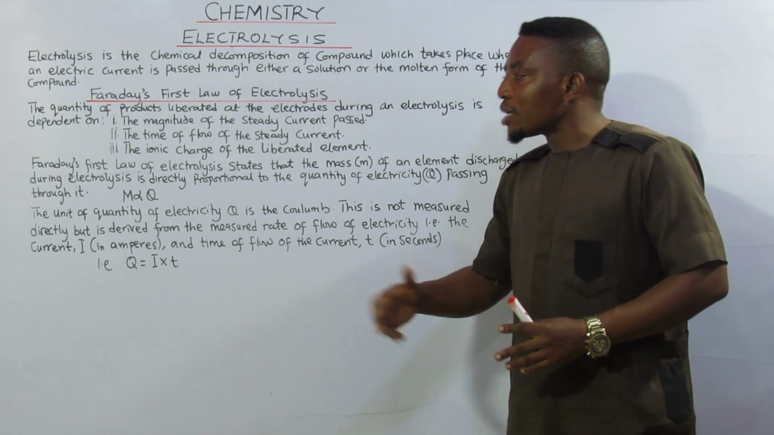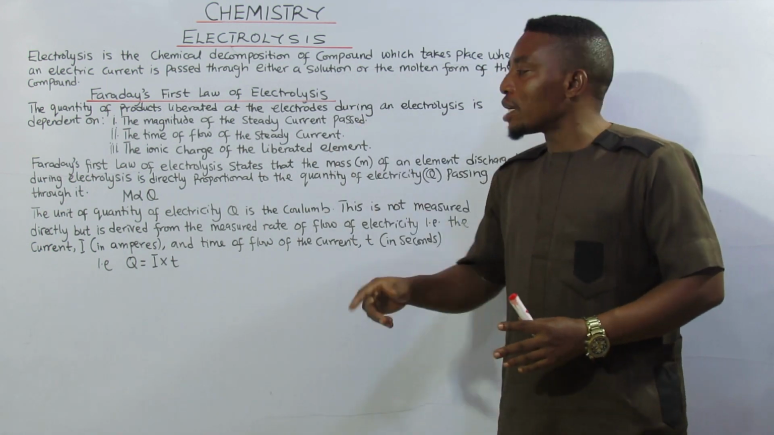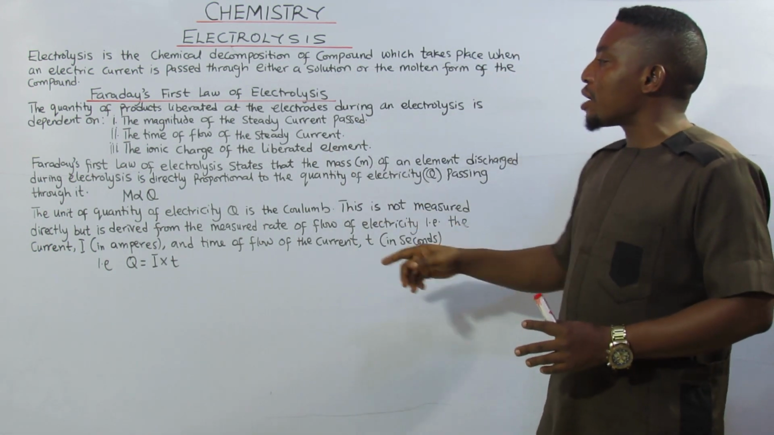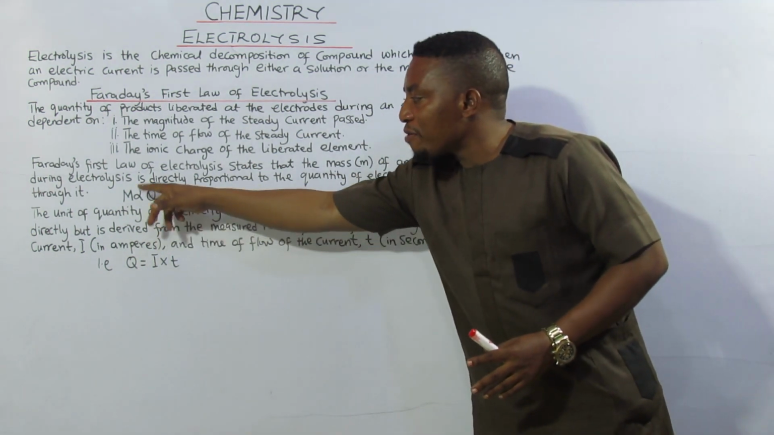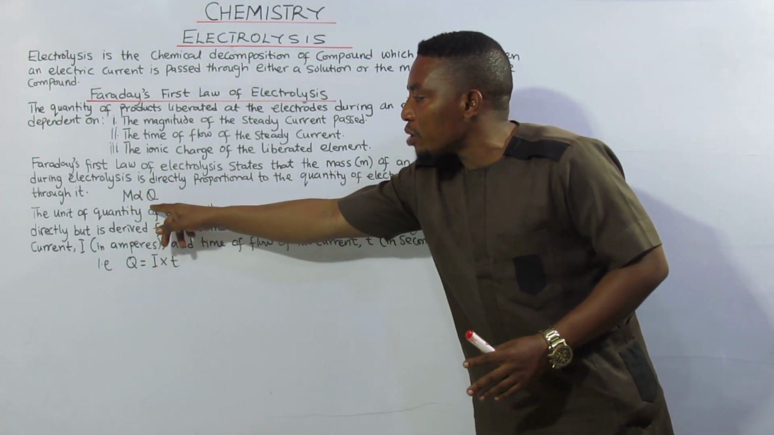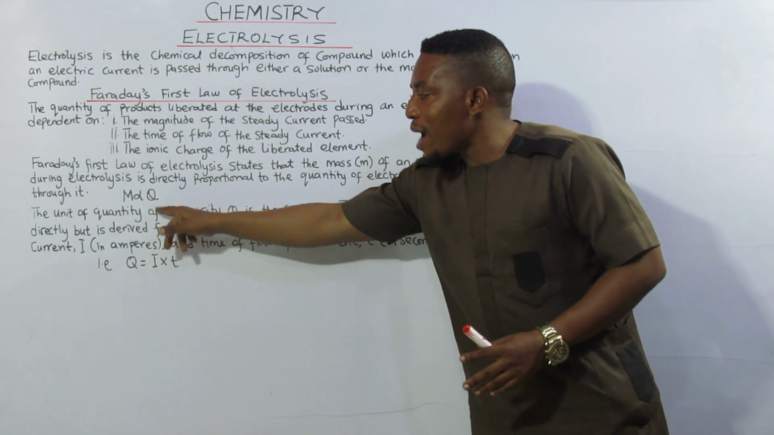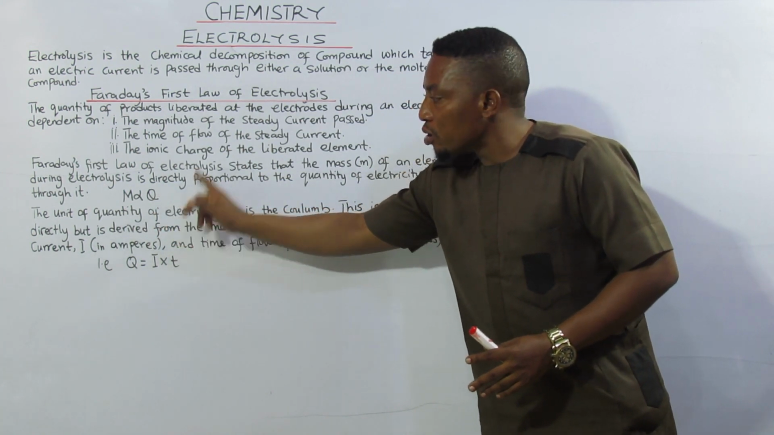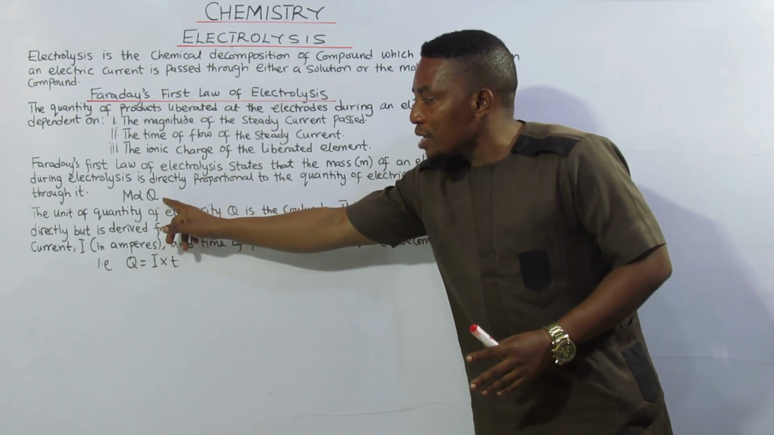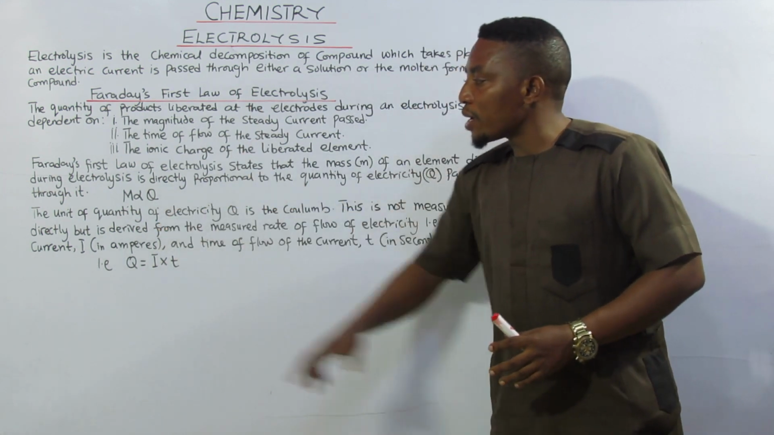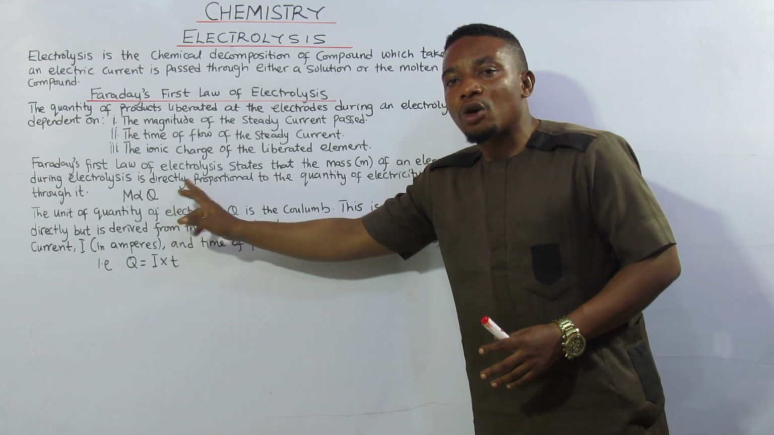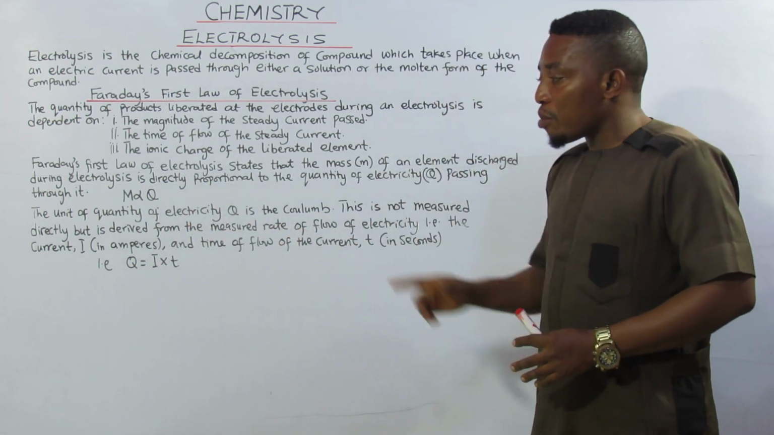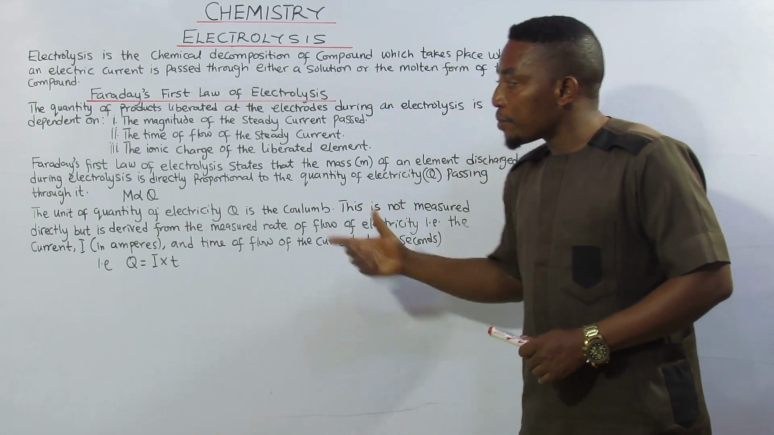That's why in the first law, it is said that in electrolysis, M varies directly to the quantity of current. This quantity of current can be seen as what we call coulombs. The quantity of current can be seen as coulombs. So coulombs is talking about current times time. But we shall look at that in time to come.